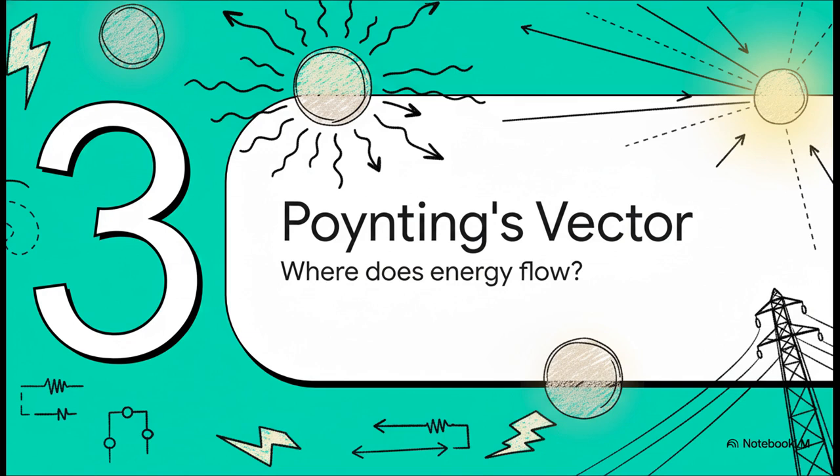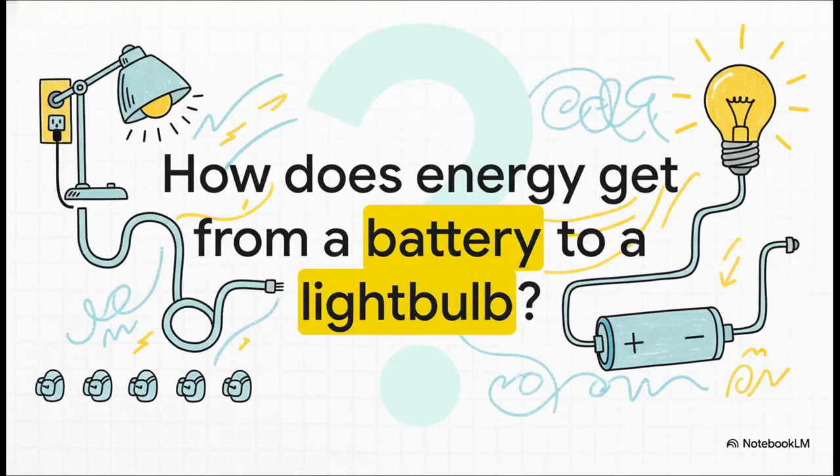Problem 3 introduces something called the Poynting vector, and it makes us ask a really, really weird question. Where does the energy that powers our stuff actually come from? Seriously, think about it. When you plug in a lamp, you've got a wire running from the wall to the bulb. We all assume the energy travels down the wire, right?